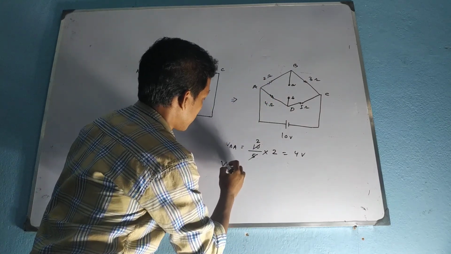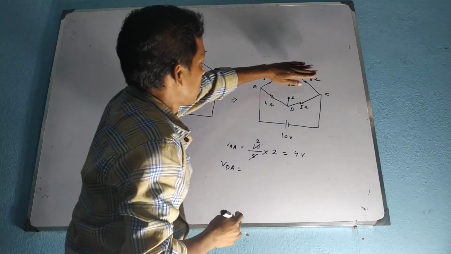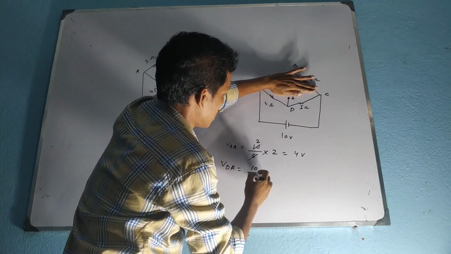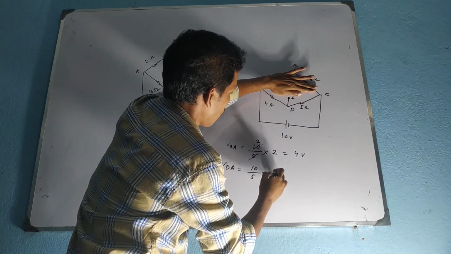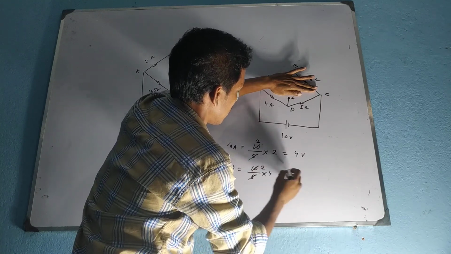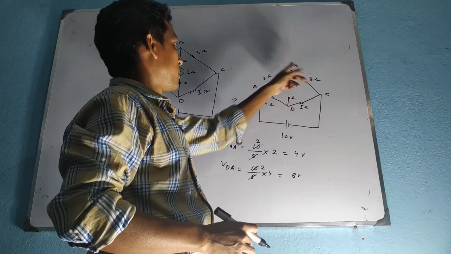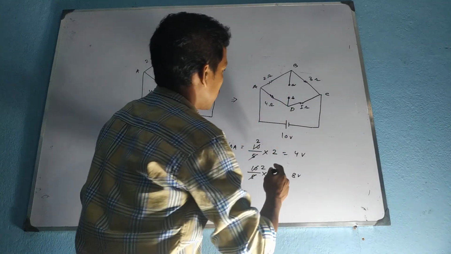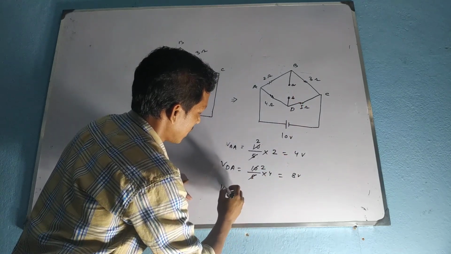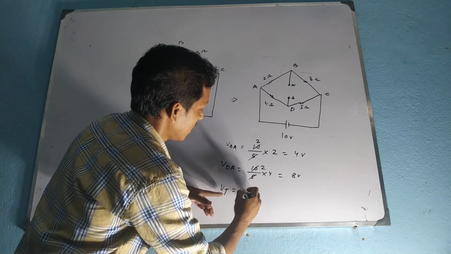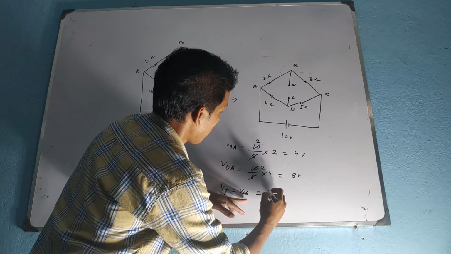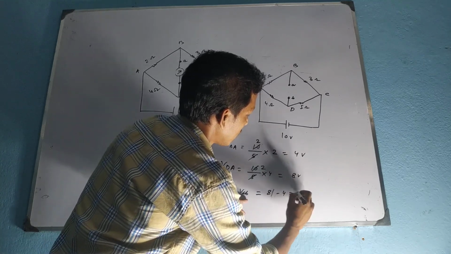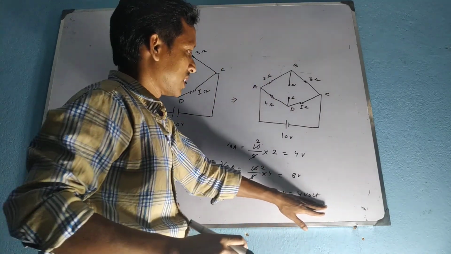Now, for the potential at D with respect to A, we have to ignore the upper path, and in this path there is also total resistance 4 plus 1, 5 ohm. So the potential at D with respect to A is 10 by 5 into 4, this is equal to 8 volt. So the potential at B with respect to A is 4 volt, and the potential at D with respect to A is 8 volt. So the potential difference between the points A and B is the Thevenin's voltage, Vt equal to Vab, this is equal to 8 minus 4, and this is equal to 4 volt. Okay, so this is the Thevenin's voltage.